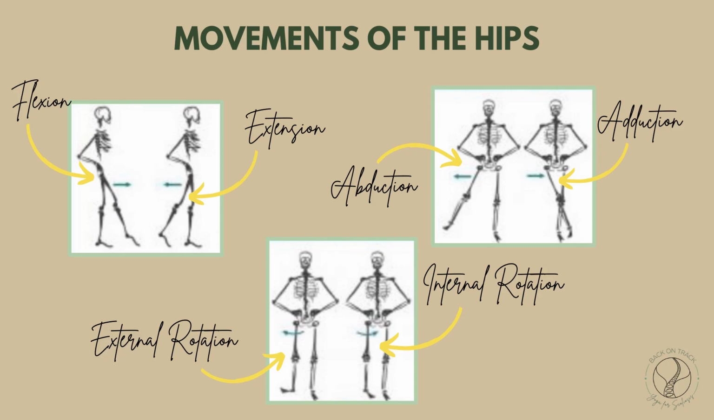So here are the movements of the hips: flexion and extension, which you do every time you take a step forward, walk up the stairs, sit down or stand up from your chair. Abduction and adduction, which is opening the leg to the side and bringing it back to center. And external rotation and internal rotation.